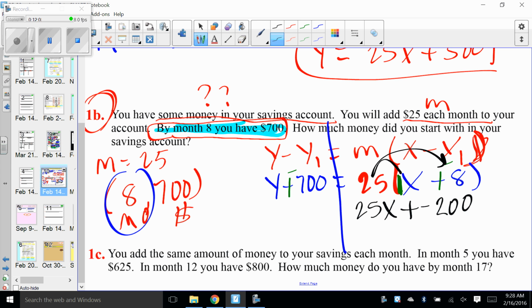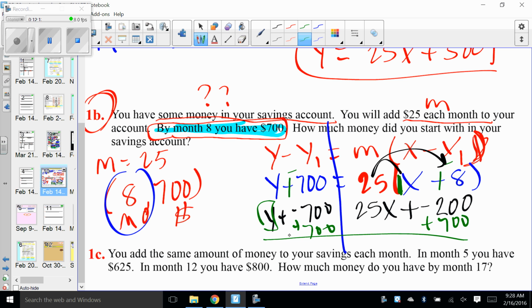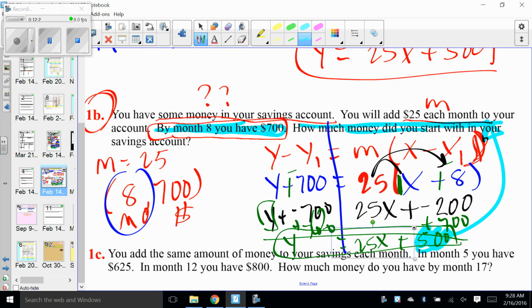All right. So if we haven't used it, drag it down. Solving by hand, we're going to add 700, copy, paste. We end up with y equals 25x plus 500. So there's my y equals mx plus b. What is the beginning amount? The beginning amount is 500. How much money did you start with in your account? 500. We knew that from part A, but we're just proving it in part B.